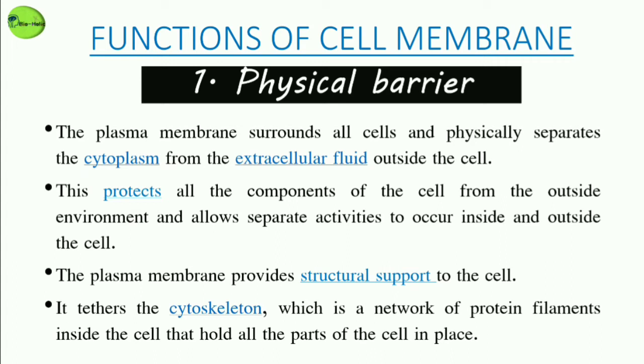It tethers the cytoskeleton. So what is the cytoskeleton? The cytoskeleton is a network of protein filaments inside the cell that hold all the parts of the cell in place. And this gives the cell its shape. Now certain organisms such as plants and fungi have a cell wall in addition to the membrane, and the cell wall is composed of molecules such as cellulose. It also provides some additional support to the cell, and it is why plant cells do not burst like animal cells do if too much water diffuses into them.